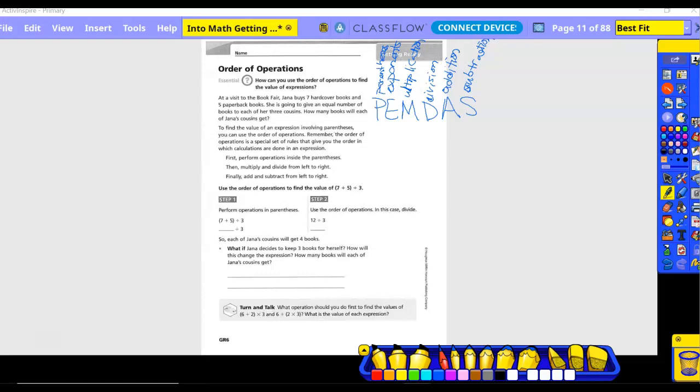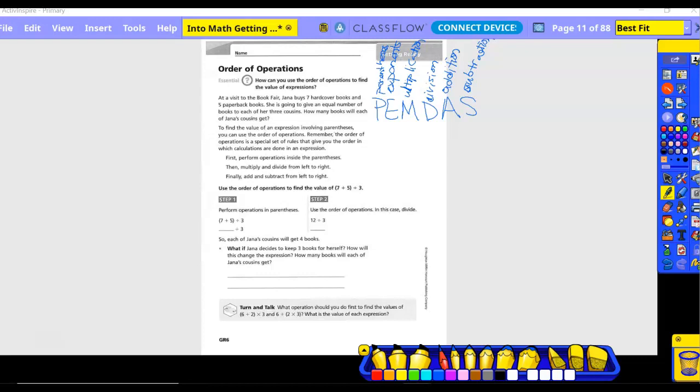It says first perform operations inside the parentheses, then multiply and divide from left to right. Finally, add and subtract from left to right. So they want us to use the order of operations to find the value of 7 plus 5, in parentheses, divided by 3. Now, what do we do first in this case? The 7 plus 5 because it's in parentheses. Now, what if there wasn't parentheses there? What would you do first? 5 divided by 3. Okay, but in this case, we have parentheses, so that's what we do first.